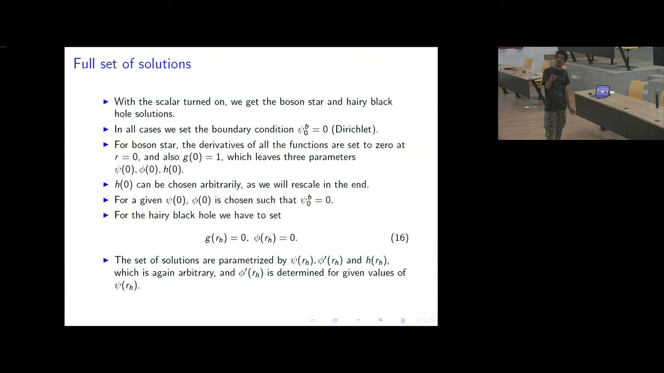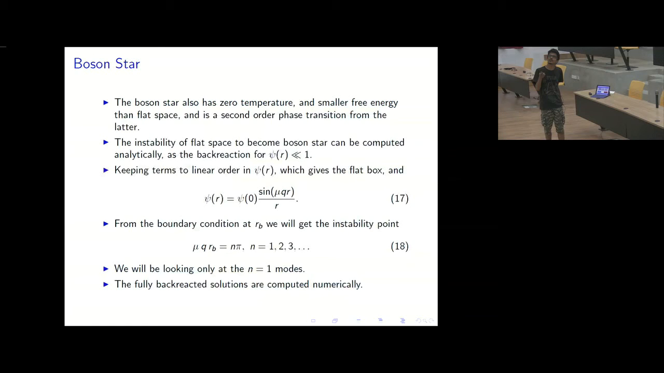For the hairy black hole, we'll have to set these two boundary conditions at rh. This is basically the definition of the horizon, and this is for the regularity at the horizon. Here, the entire set of solutions will again be parameterized by three quantities: psi at rh, the electric field at rh, and h at rh, which is again an arbitrary quantity. These fully backreacted solutions are solved by shooting, using numerical methods. The boson star has arbitrary temperature and has a smaller free energy than flat space, and is a second order phase transition.